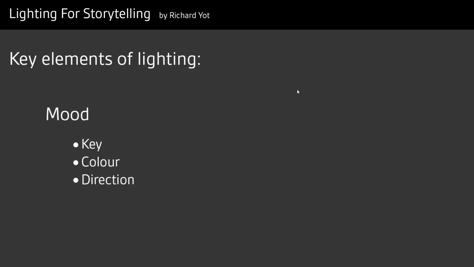So having covered the compositional aspects of lighting, I'm now going to move on to the more abstract aspects, starting with mood. So obviously everyone's aware that you can create mood with your lighting, but what are the specific tools that you need to do this? When it comes to creating mood, you have 3 main weapons in your arsenal. These are key, color, and direction.